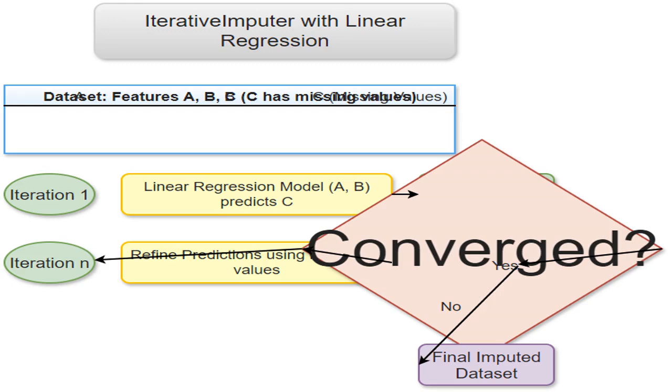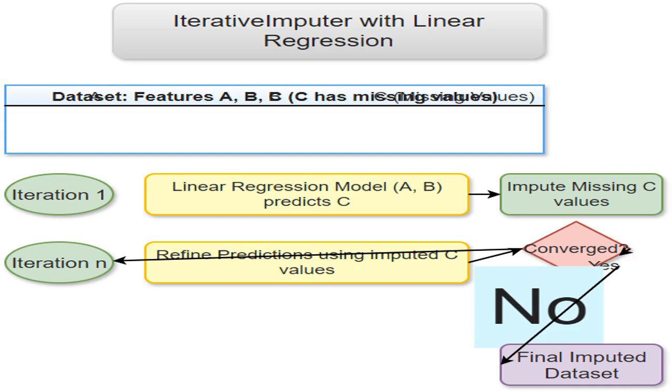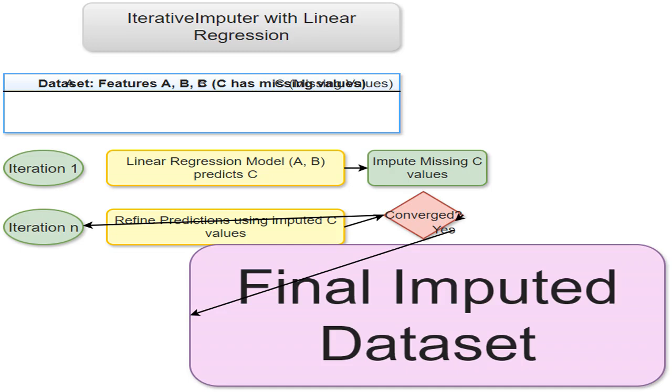I check if my predictions have stopped changing much. If my changes are tiny, then I've reached a good enough solution. If I've reached a stable solution, that is, after multiple iterations, the imputed values don't change significantly, I'm done. I have my final imputations for feature C. If my predictions keep changing significantly, I continue with more iterations, step 11 and 12, until I reach a stable solution. I've completed all the iterations.